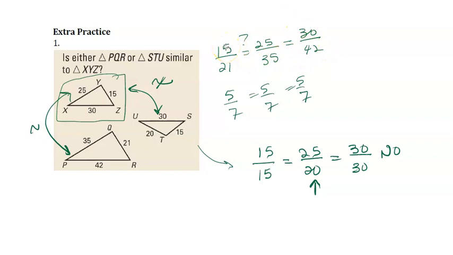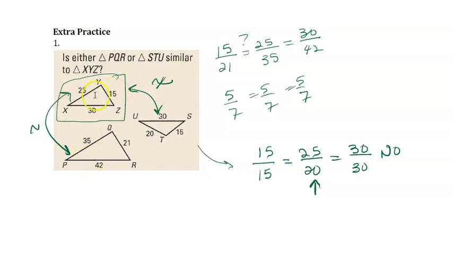When I look at these, I can reduce each of these ratios to 5/7. Therefore, I know that the ratios are all the same, so these sides are in proportion. So I can say that this top triangle and the bottom triangle are indeed similar.